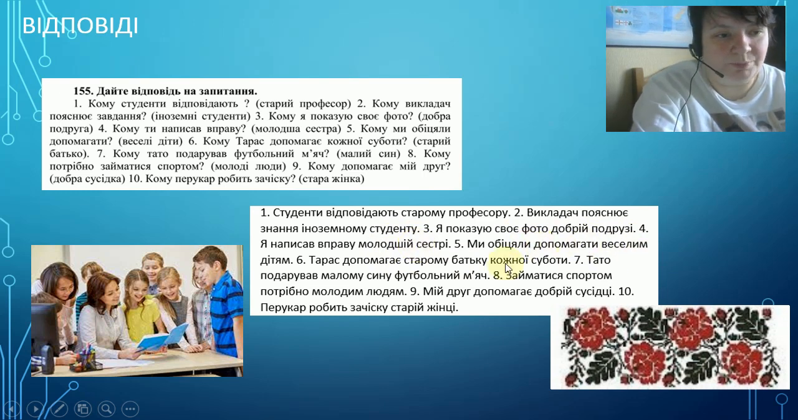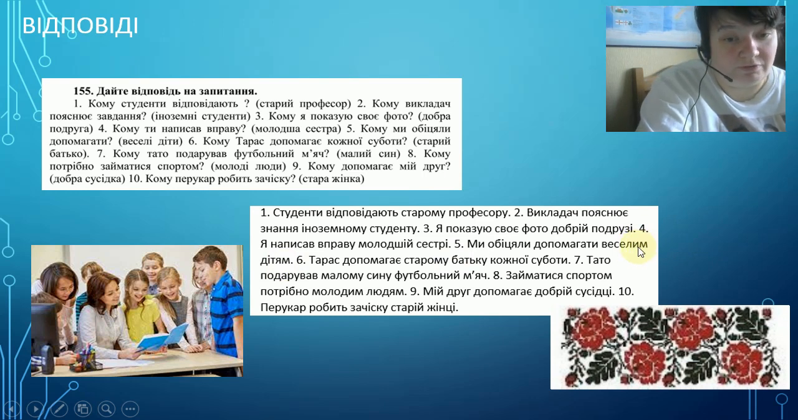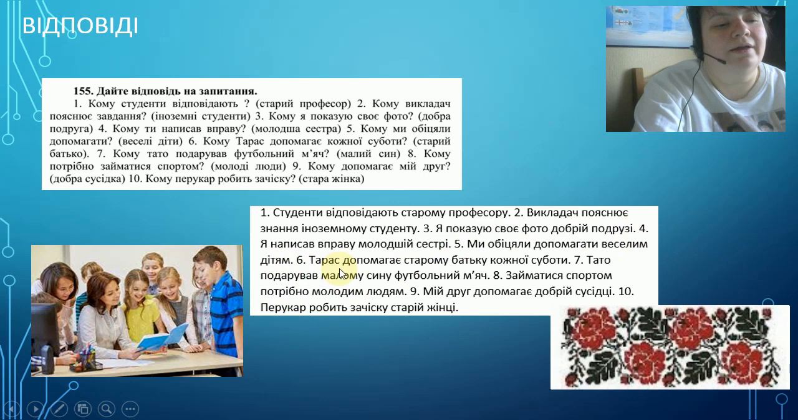Ми обіцяли допомагати веселим дітям. We promised to help merry children. So we have ending im here because it's plural form. And Тарас допомагає старому батьку кожної суботи. Taras helps his old father every Saturday. Старому батьку, grammatical masculine, so we have ending omu here.